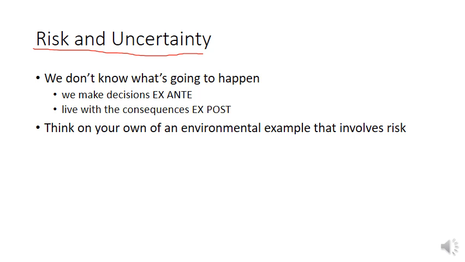We make decisions ex ante, before the thing. When the future is uncertain, we make decisions not knowing what's going to happen. And we live with the consequences of those decisions ex post, after the thing, after the uncertainty has been resolved. We make decisions before we know what state of the world we live in, whether it's a good or a bad state, whether it is a probable or improbable state.